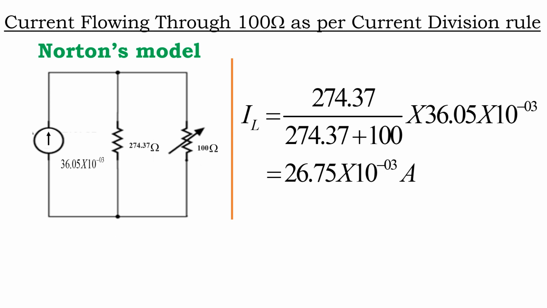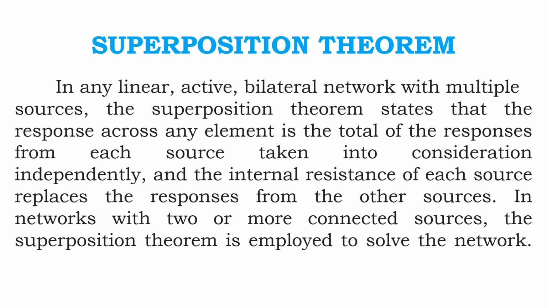Now take that short circuit current as the Norton current, 36.05 into 10 power minus 3, with 274.37 ohms and 100 ohms. Then use the current division rule: opposite resistance by sum of the resistances into total current. Multiplying 36.05 milliamps, we finally got 26.75 milliamps as the current flowing through the load. So this way you can find the current in the Norton. Next one is the superposition theorem.